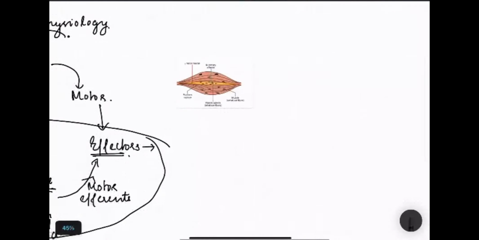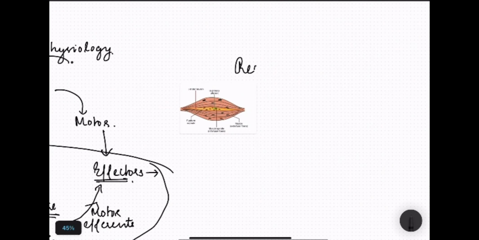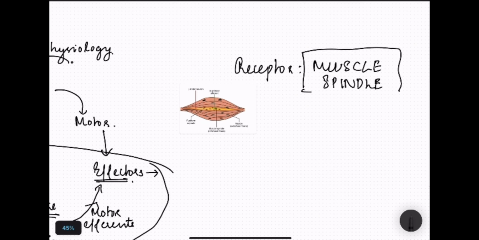So let's look at this receptor. What is the receptor? It is the muscle spindle. Very important. Muscle spindle. So as I said before, the information is sensed by the muscle and the action is carried out by the muscle. And these are carried out by two separate parts of the muscle.